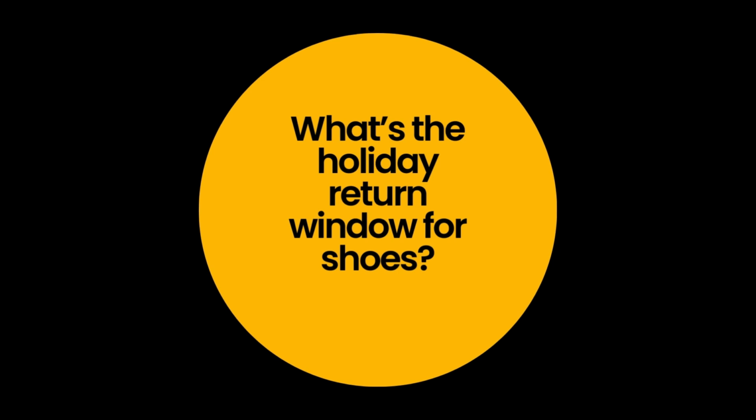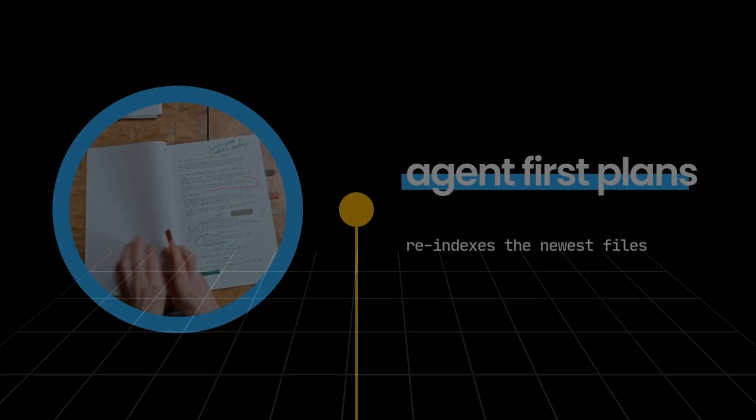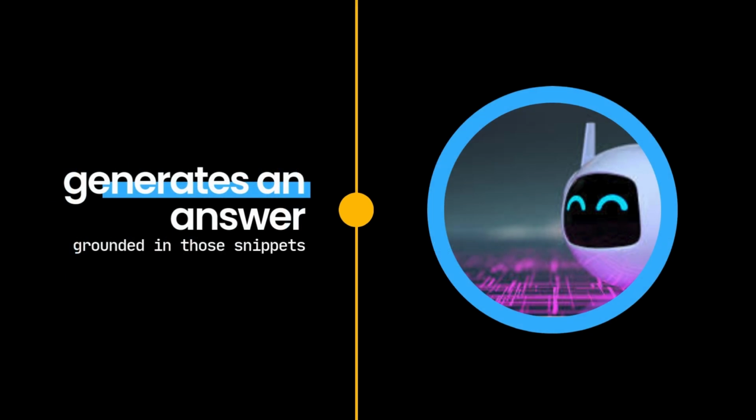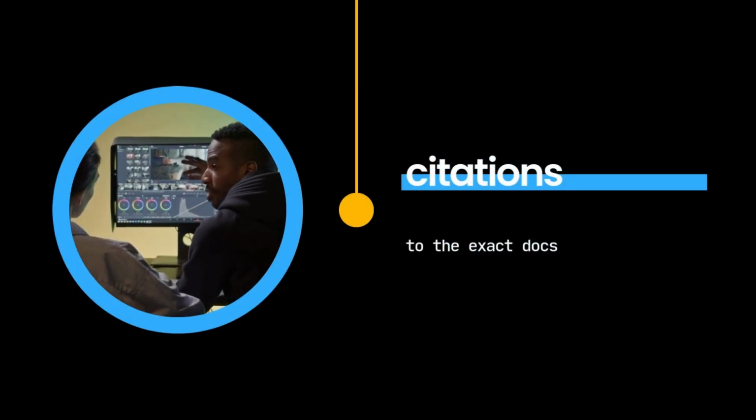A user asks, "What's the holiday return window for shoes?" The agent first plans. If the index looks stale, it reindexes the newest files from the database using tools. Then it runs the search tool with the query, picks the top passages, and generates an answer grounded in those snippets with inline citations to exact docs. If it sees ambiguity, it asks a clarifying question before finalizing. If allowed, it can also act: call create return label to help the customer complete the task.